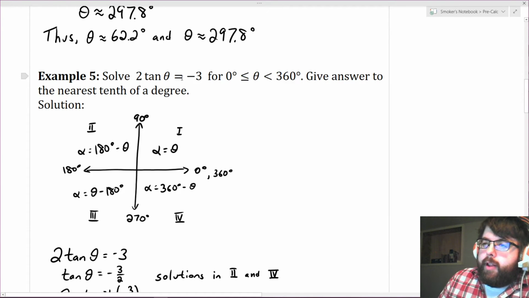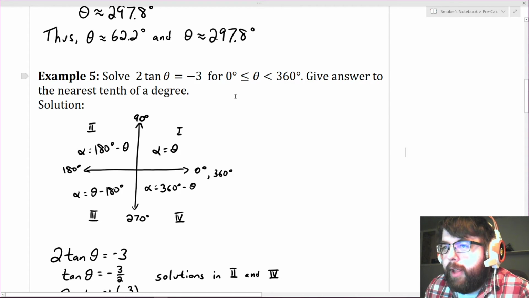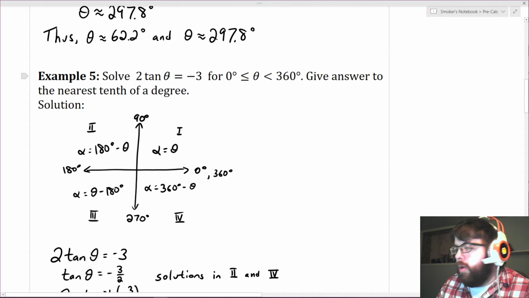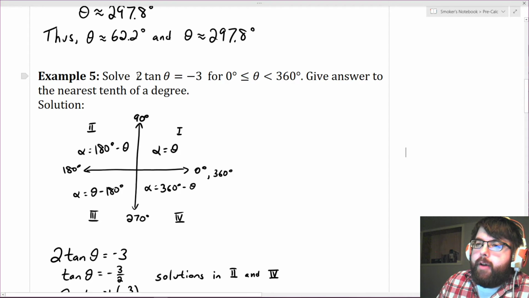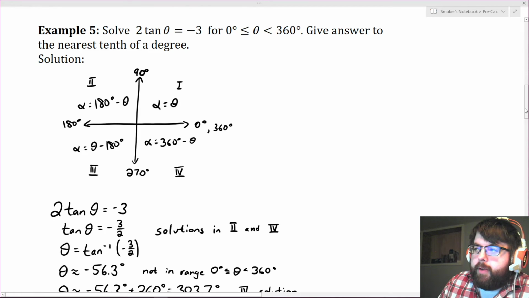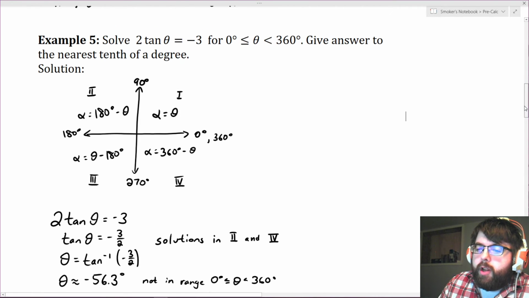There are actually a few things that are different with this problem than the last one. In the last problem, we had cosine theta equal to a number, with nothing else with the trig function on the left side of the equation. Here we have 2 tan theta is equal to -3. What you want to do is solve it for the trig function before you do anything else. So I'm going to isolate the tan theta first by dividing both sides by 2.